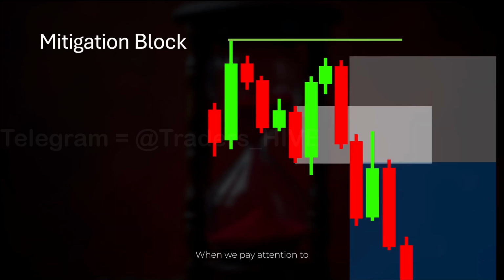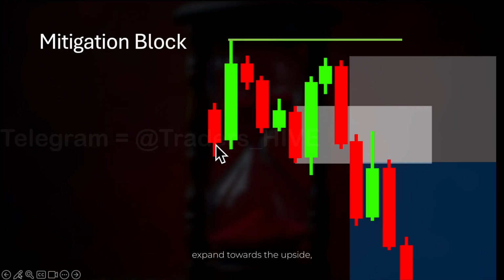When we pay attention to the second entry pattern, it looks like the following, and this is the mitigation block. The mitigation block is basically exactly the same as the bearish breaker, except there's one adjustment. And the adjustment is the following. What I would like to see is that the breaker created a higher high, but with the mitigation block, what you can see is that a lower high got created.